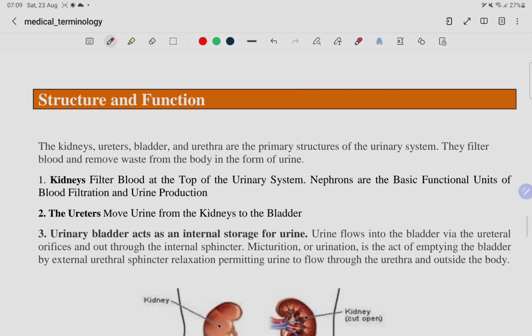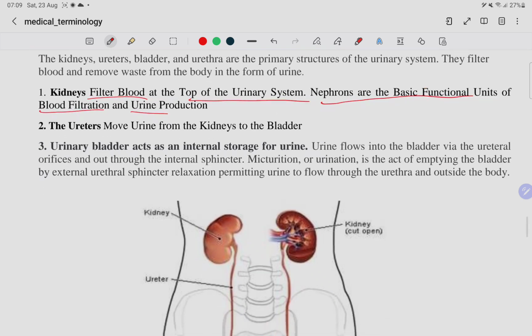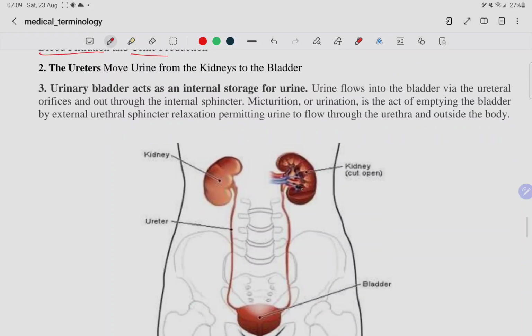Okay, let's talk about the urinary function. Let's talk about structure and function. The kidneys filter blood at the top of the urinary system. Nephrons are the basic functional unit of blood filtration and urine production. The ureter moves urine from the kidneys to the bladder. This is the kidneys, and this is the ureter, and this is the bladder. The urinary bladder acts as internal storage of the urine.